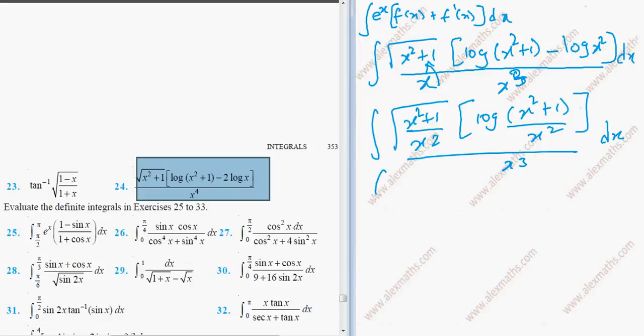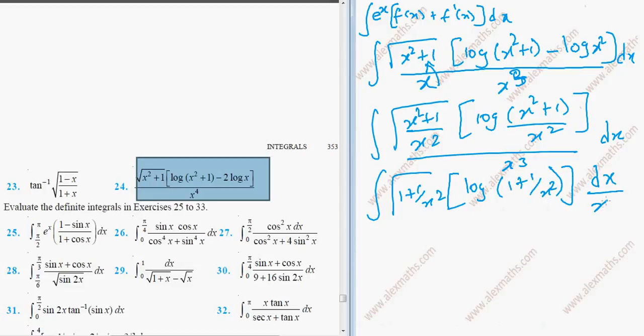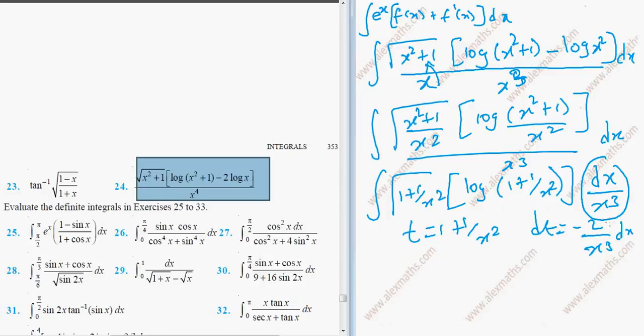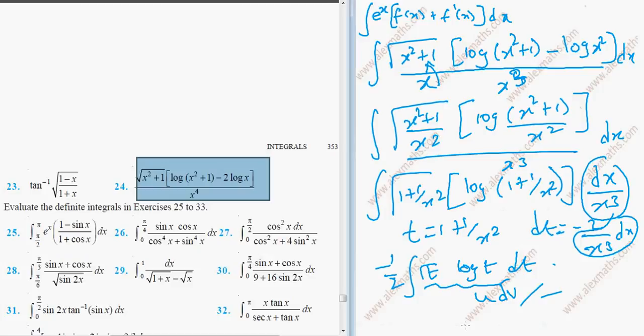Okay, I can individually divide. So root of 1 plus 1 by x square, then log of 1 plus 1 by x square into dx by x cube. Now take t is equal to 1 plus 1 by x square and dt is going to be minus 2 by x cube dx. So dx by x cube here will become dt by minus 2. So minus 1 by 2 I will take out. So it will become root t log t dt. Then accordingly you do the u dv method, that is ILATE, then finally replace the value of t.